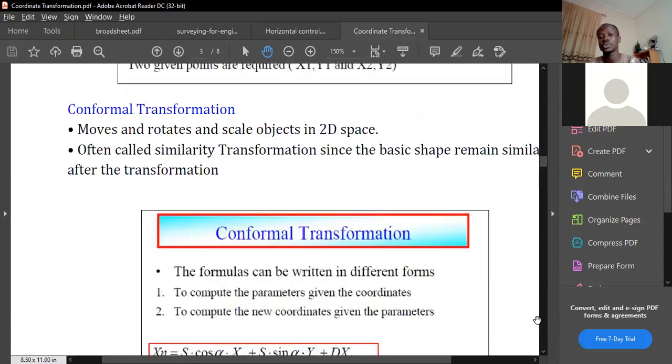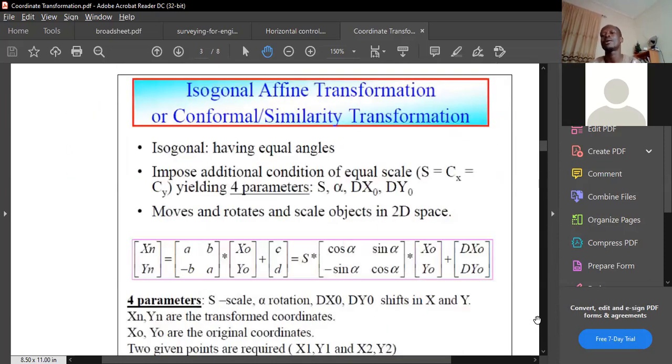That's all you needed to know. Pay attention to the conformal similarity transformation, and you'll be fine.